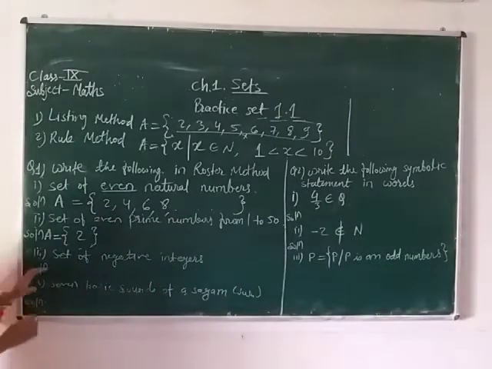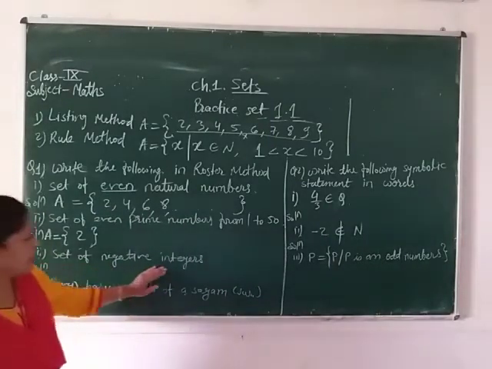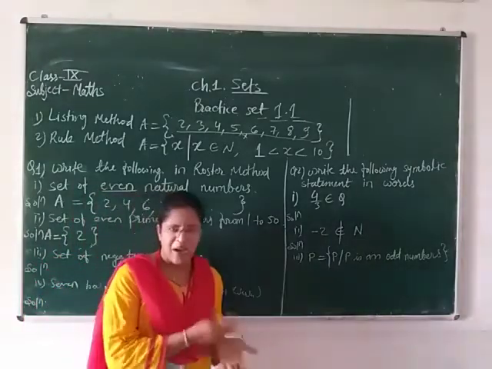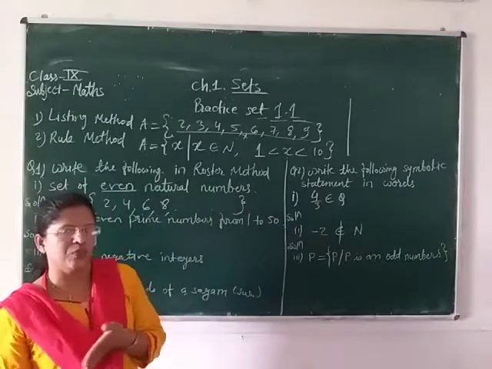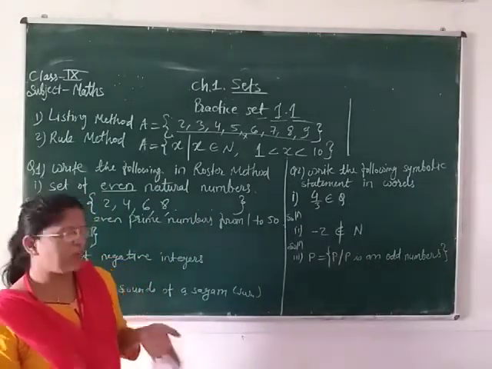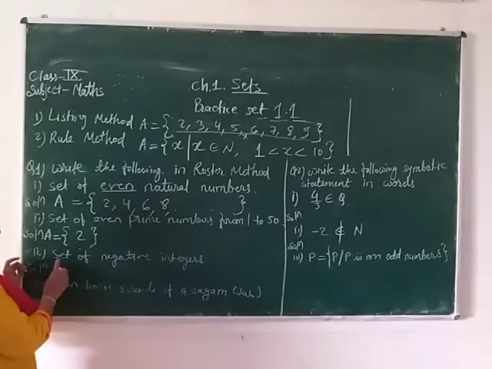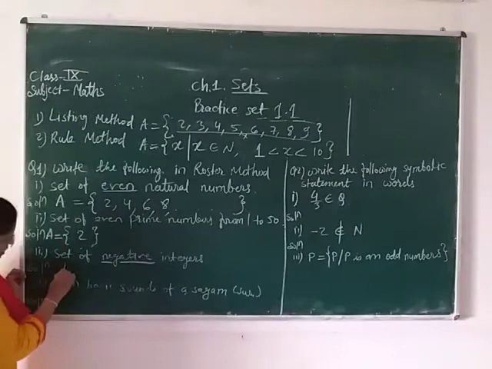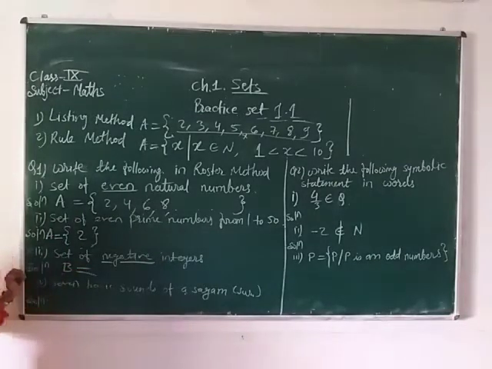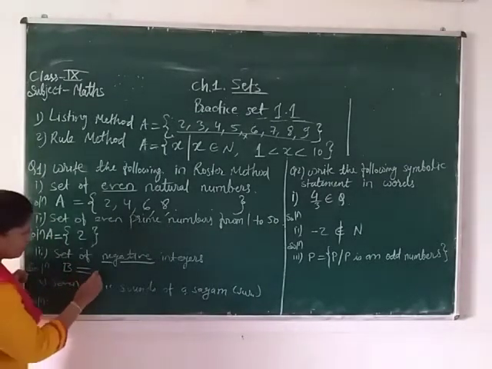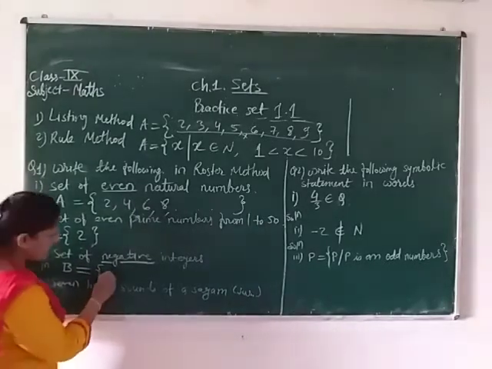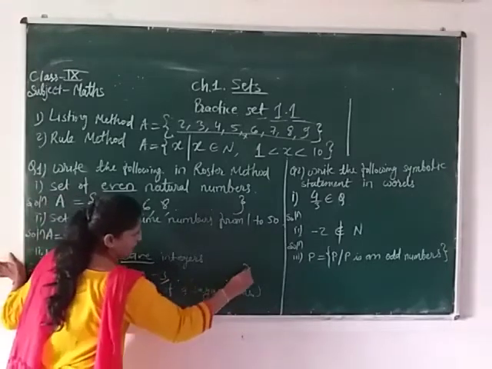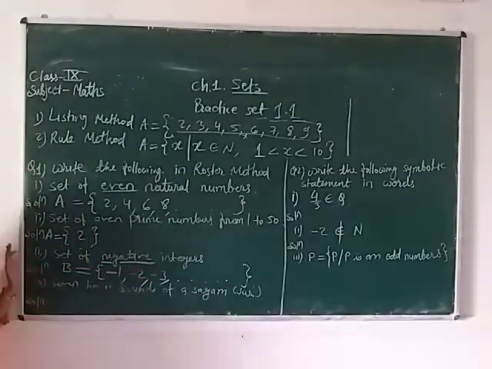Then, the set of negative integers. What are integers? Integers are negative numbers, 0 and positive numbers. But here we take only the set of negative integers, which we denote by B. Set B equals curly bracket negative integers -1, -2, -3 and so on. These are the negative integers.